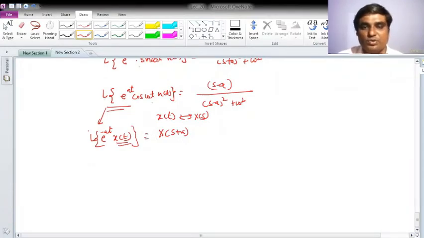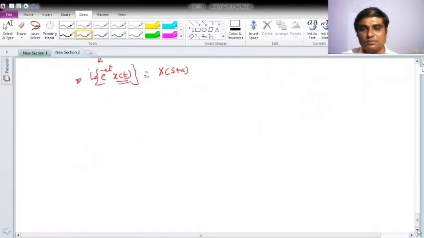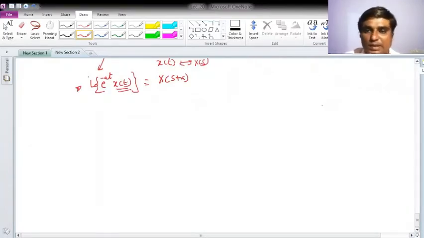See, for e raised to minus at cos omega t, the Laplace of cos omega t was s over s square plus omega square, and if I multiply by e raised to minus at or plus at, if it is e raised to minus at, s will be replaced by s plus a, giving s plus a square plus omega square, that way. This is again one of the properties, the multiplication factor of e raised to minus at times x of t. Now this property is over.